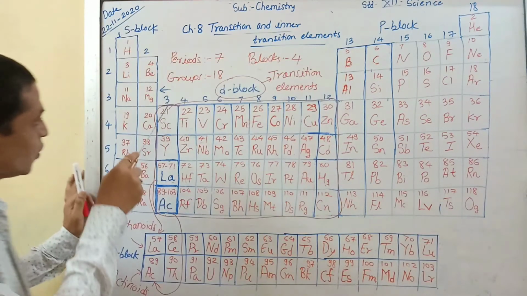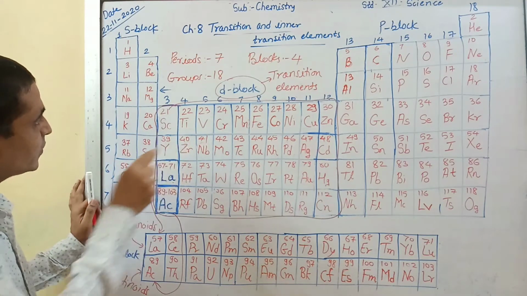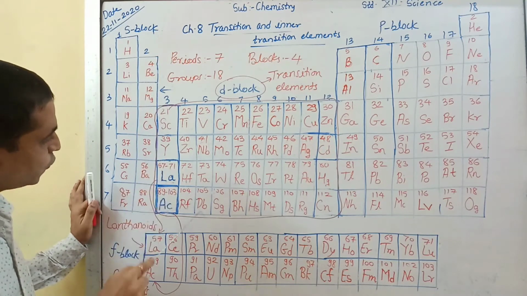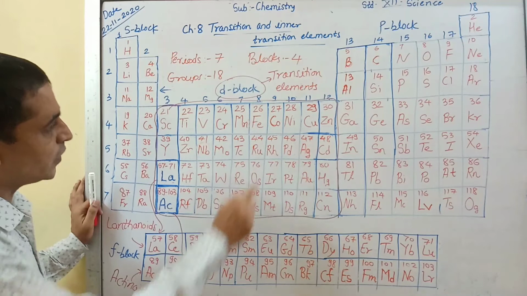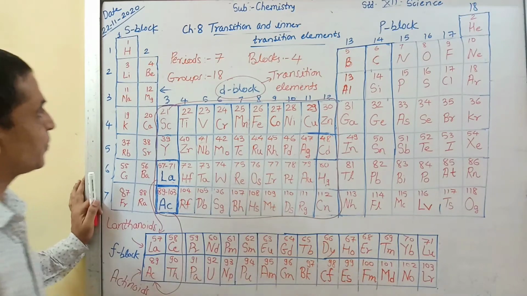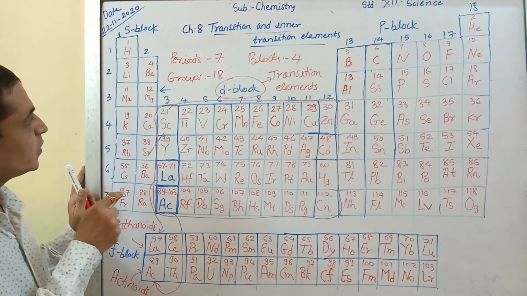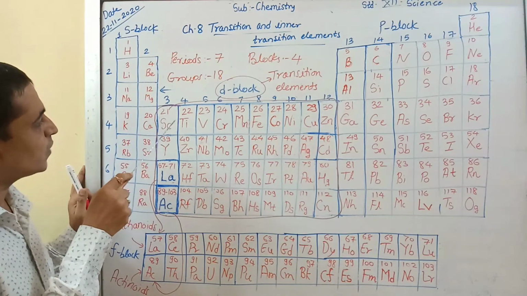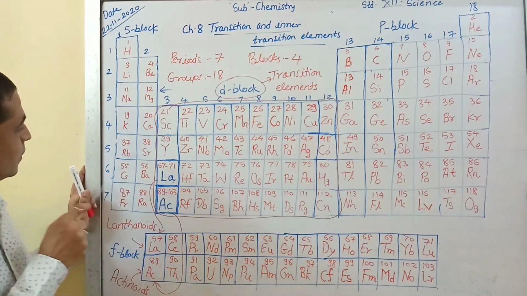Now see the groups. See here, this is the third group. D block elements are present in groups 3, 4, 5, 6, 7, 8, 9, 10, 11, 12. See, the elements present in the 4th period are called elements belonging to the 3d series, because the last electron enters the 3d subshell.